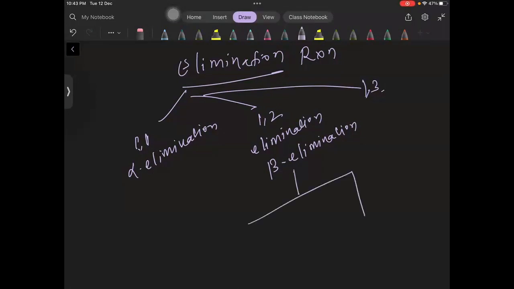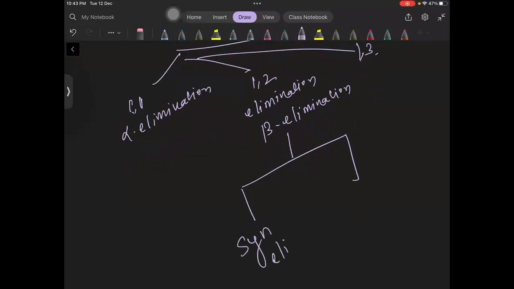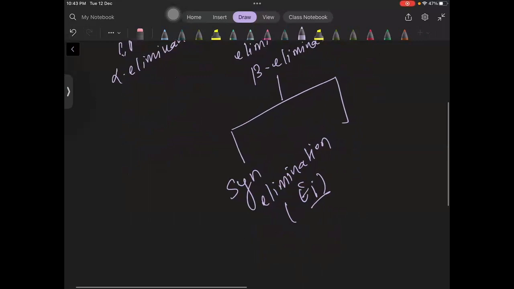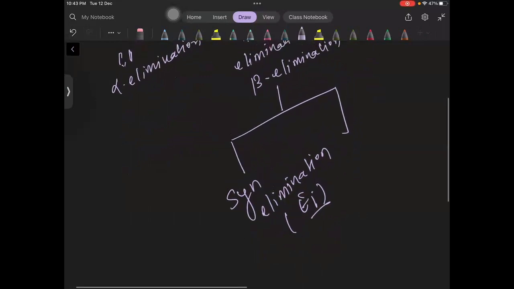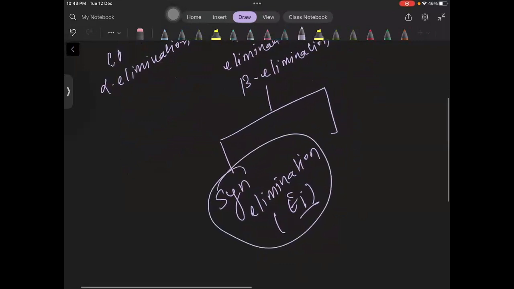Beta elimination reactions have two types. One is syn elimination, which is Ei. Ei includes Cope elimination, pyrolysis of ester, and pyrolysis of xanthates. These are the Ei elimination reactions. It is a part of the JEE, not in the NEET syllabus. So you can ignore Ei eliminations, especially the NEET students.